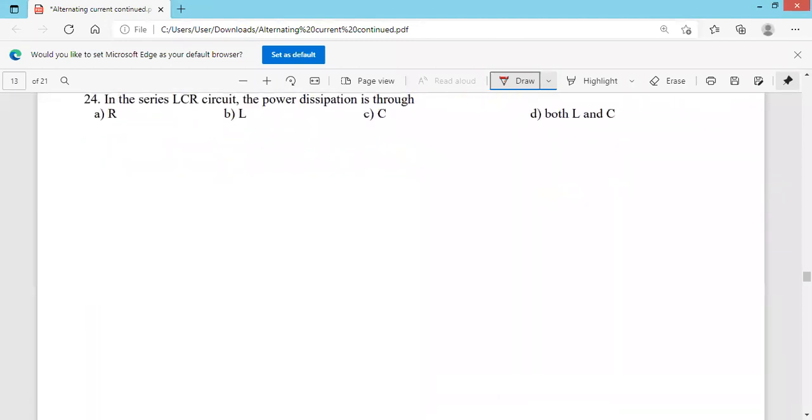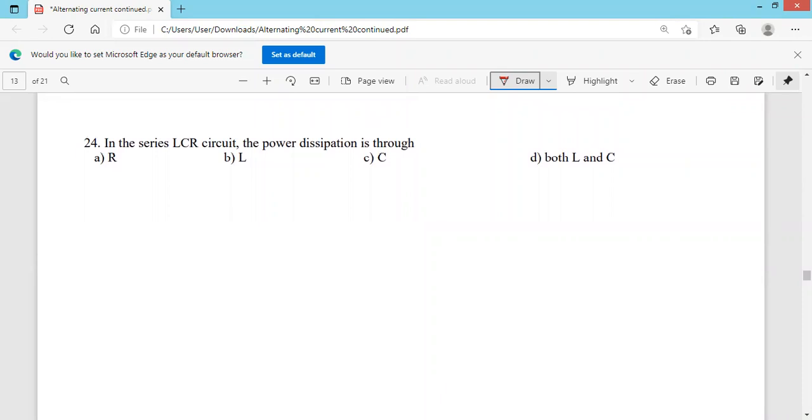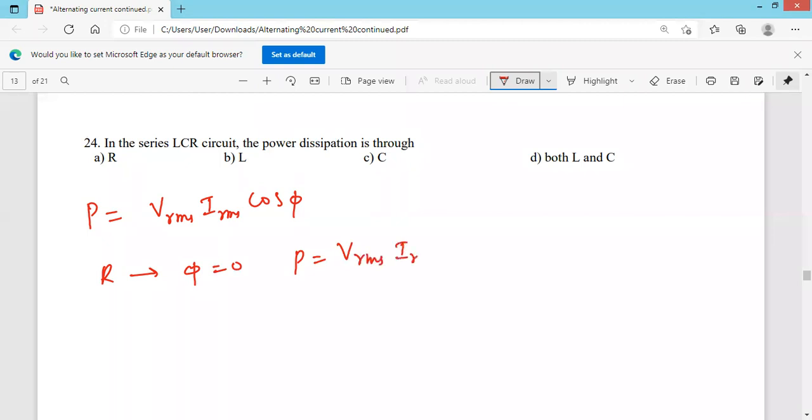Next, 24th one. In the series LCR circuit, the power dissipation is... We know that the power dissipation in a series LCR circuit is given by VRMS into IRMS into cos phi. For a resistive circuit, phi is equal to 0, because current and voltage are in the same phase. Therefore cos phi becomes 1, hence power is VRMS into IRMS.